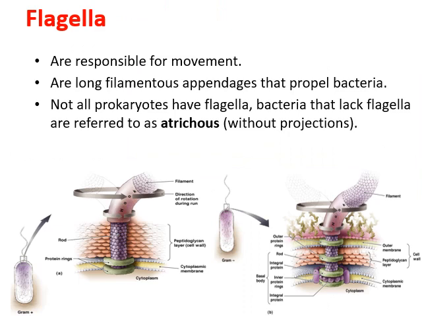Flagella are the organelles responsible for movement. They are long filamentous appendages that propel bacteria, or make bacteria move from one place to another. Not all prokaryotes have flagella. Bacteria that lack flagella are referred to as atrichous, which means without projection.